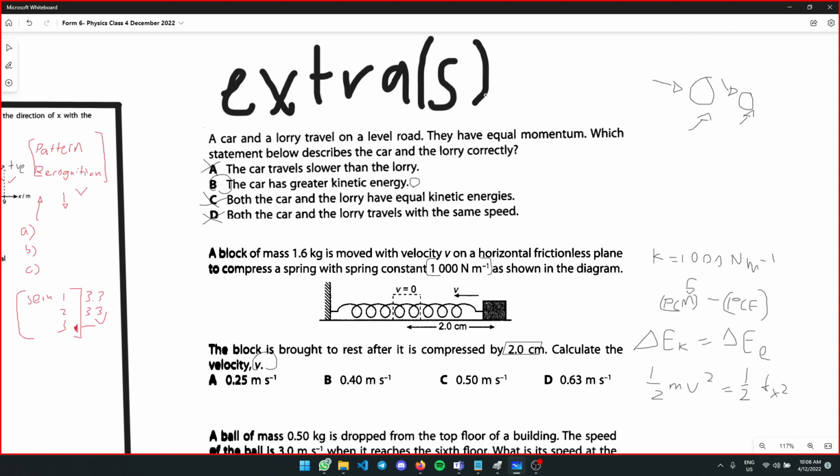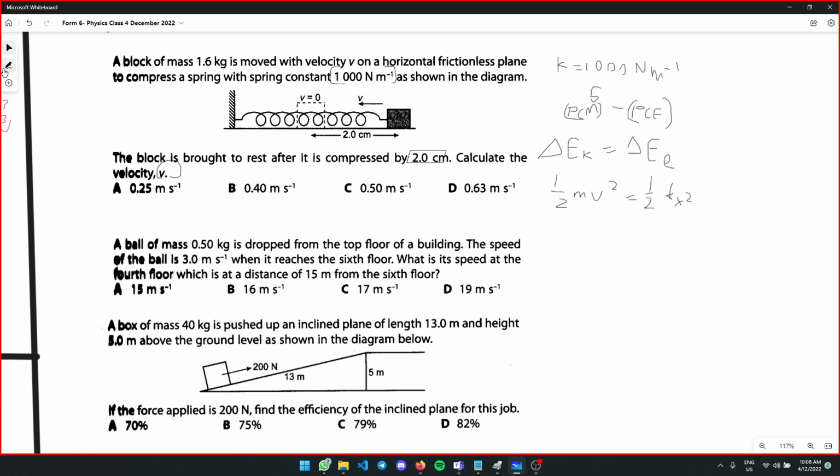So here you can cancel the 1 over 2. m equals 1.6, they mentioned the mass here. Velocity v is what we want to find. k they already mentioned, 1000. x also they mentioned is 2 cm, 0.02. You should get 0.5. Perfect.